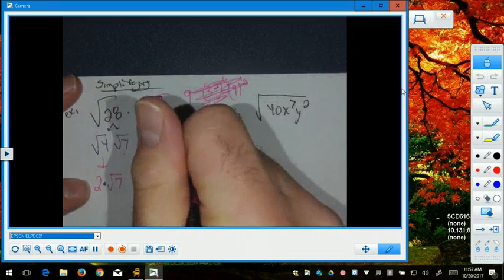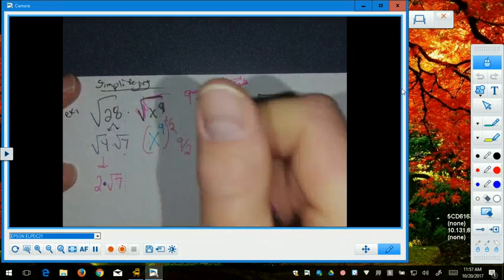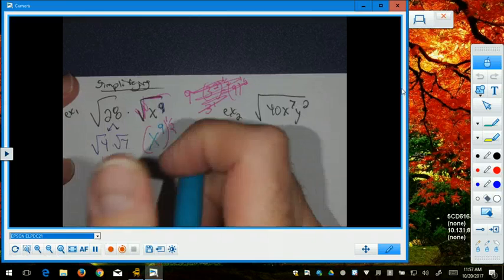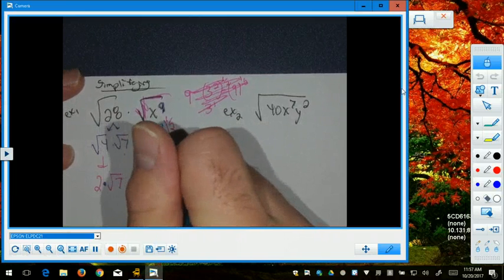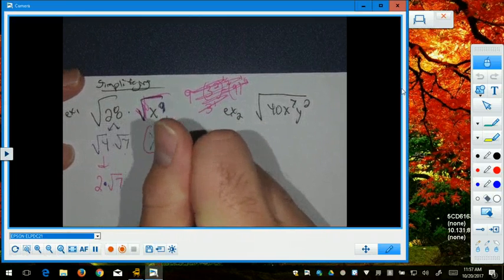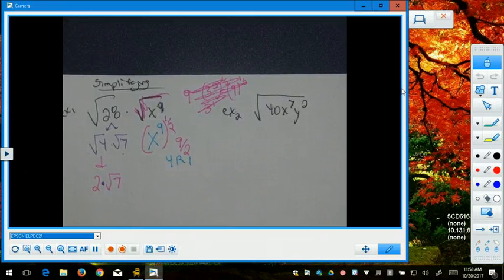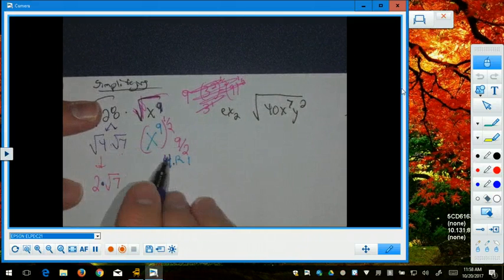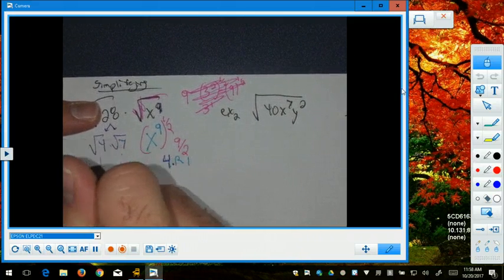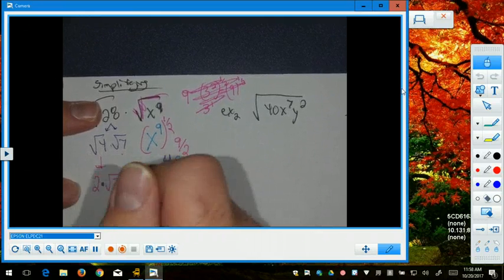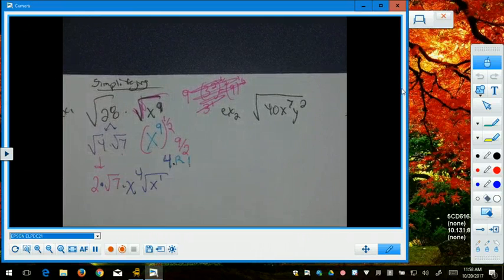So this is x to the 9/2, and 2 goes into 9 4 times with a remainder of 1. What this means, or the trick that we looked at the other day, was that 4 factors of x will come out of the radical. 1 factor of x will remain under the radical.